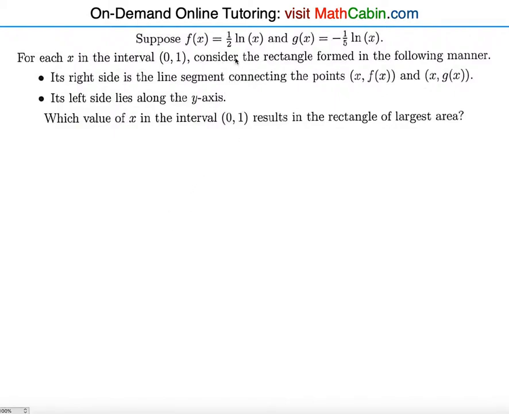Suppose the function f of x is equal to 1/2 ln x and g of x, the second function, is negative 1/5 ln x. For each x in the interval from 0 to 1, consider the rectangle formed in the following manner. Its right side is the line segment connecting the points (x, f(x)) and (x, g(x)). Its left side lies along the y-axis. Which value of x in the interval from 0 to 1 results in the rectangle of the largest area?